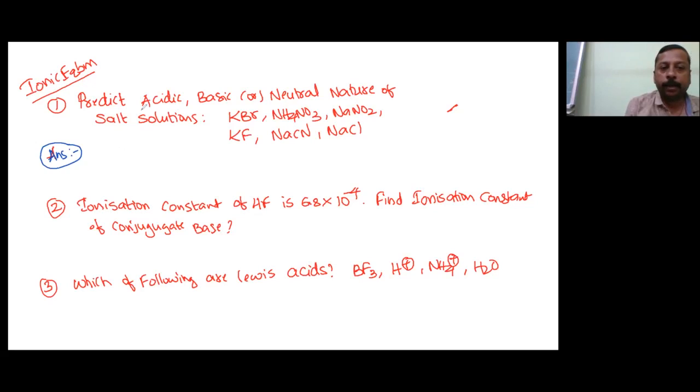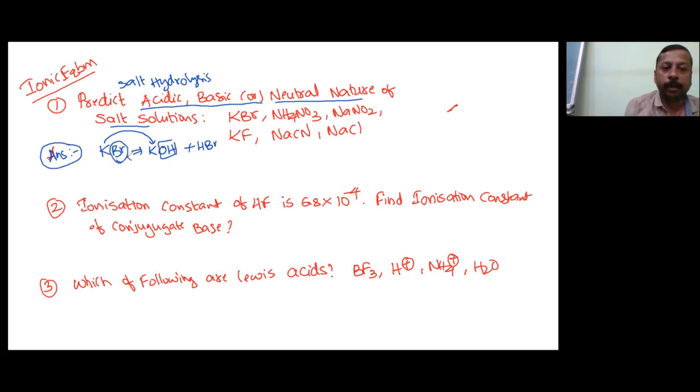The question is: predict the acidic, basic or neutral nature of the salt solution. This question is related to the topic called salt hydrolysis. Now let us take the first example, KBr. Actually, KBr is a salt of KOH and HBr. Simply, I take the metal and add OH, then it becomes the base.